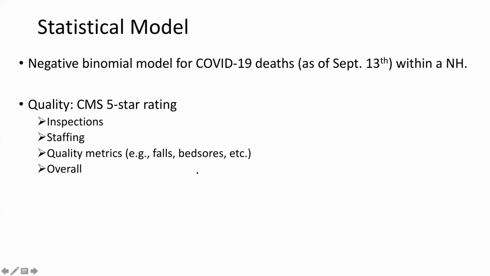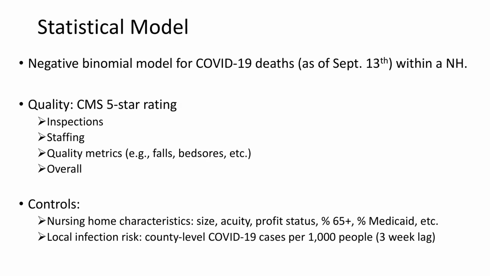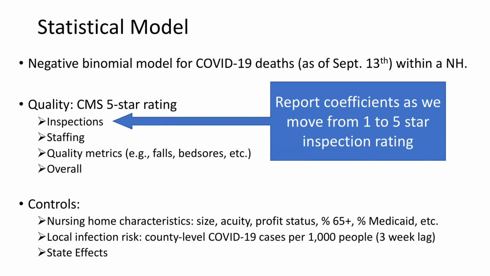We're also going to control in this model for some confounders that we might think are correlated with both COVID-19 deaths and a nursing home's quality. So we're going to control for things like the nursing home's acuity index, a measure of how much care individuals in the home need, the profit status of the nursing home, the share of residents over 65, the share on Medicaid, and so on. We're also going to control for local infection risk by controlling for county-level COVID-19 cases per 1,000 individuals. We'll do that with a 3-week lag because, on average, someone who does die dies about 3 weeks after contracting the virus. And finally, we'll include state fixed effects. On the next slide, I'm going to report coefficients from this model as we move from 1 to 5-star rating.